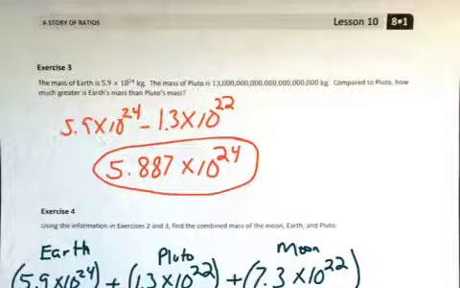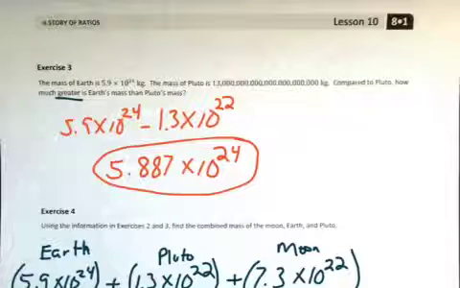Okay, so in exercise 3, the mass of Earth is 5.9 times 10 to the 24th kilograms. The mass of Pluto is that large number. Compared to Pluto, how much greater? Now there's the key word. How much greater is Earth's mass than Pluto's mass? So there we're comparing two things. We want to know how much bigger something is, so we're going to subtract the smaller item from the largest item.